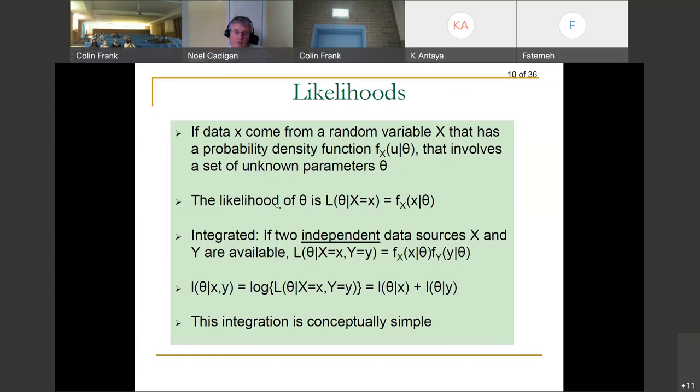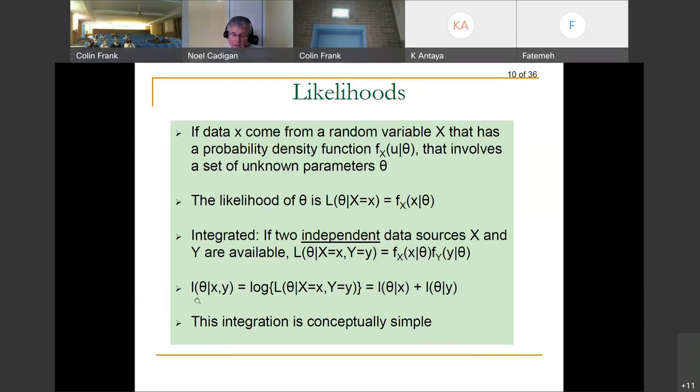The likelihood function is based on this probability distribution, but the likelihood of theta is a function of theta, conditioned on the observed values of X. So you actually evaluate the density at the observed values of X. That's the likelihood function. And if you have two independent random variables, then their joint density is just the product of their individual densities. So if two independent data sources, X and Y, are available, then the likelihood of the parameter vector theta given values of X and Y is just a product of their densities.